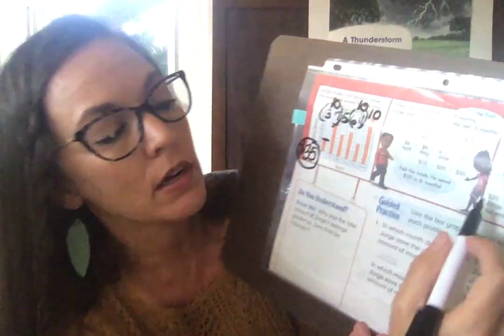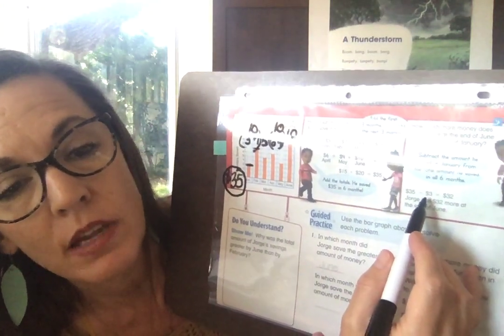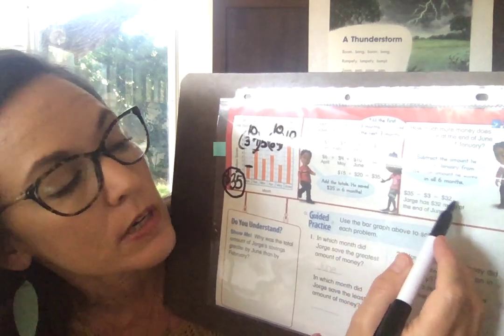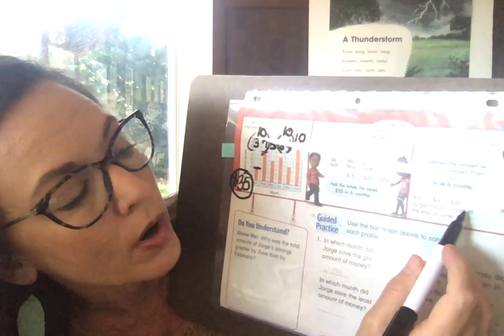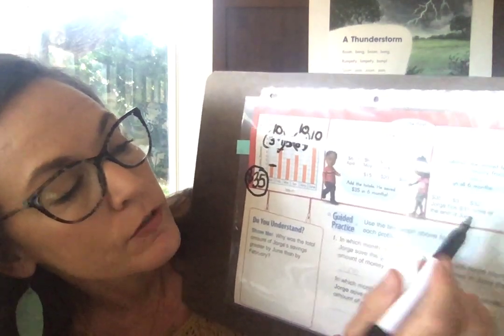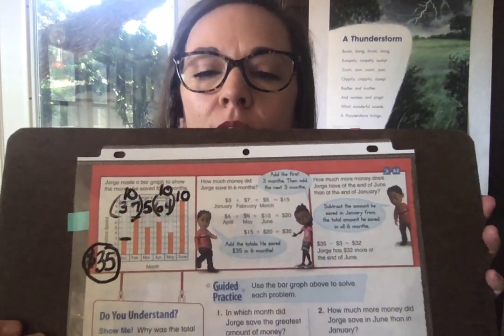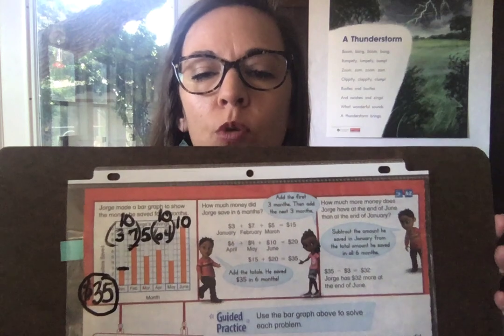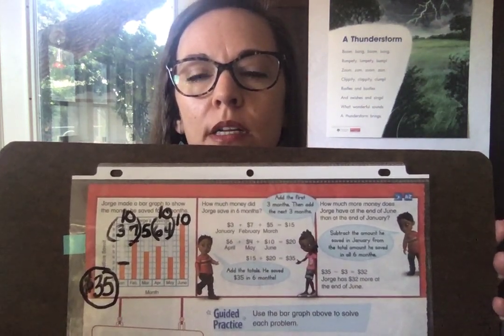$35 is how much he has in all. Take away the $3 that he had saved at the end of January, gives us a difference of $32. George has $32 more at the end of June. Do you see how by saving over all those months, his money has grown, it has accumulated. He has more money now than he did then.